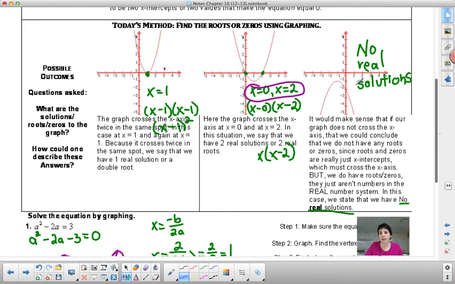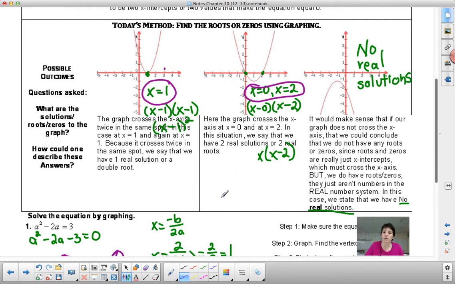The last type of graph is one that doesn't cross the x-axis, right? No points here across the x-axis. So we say that we have no real solutions. They're actually imaginary, and so that's why we would say no real solutions, as opposed to using the empty set. So one solution, or a double root, two possible solutions, or no real solutions are our possibilities.